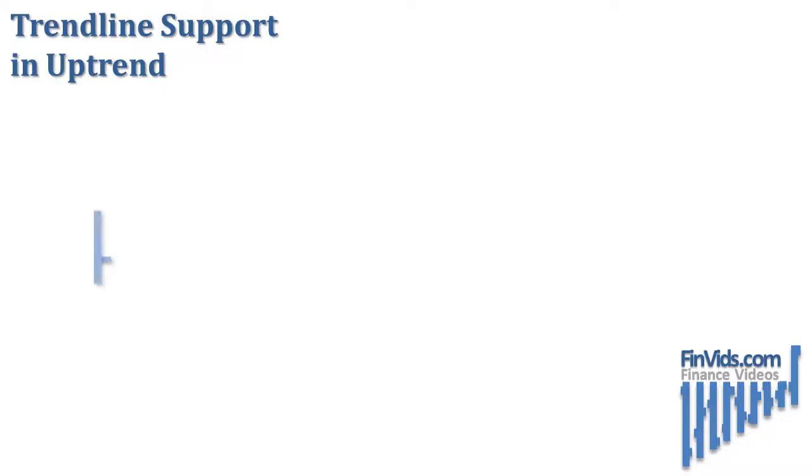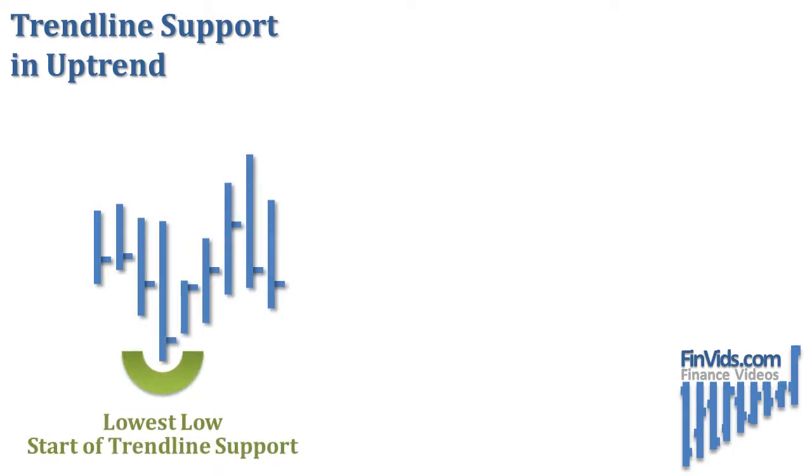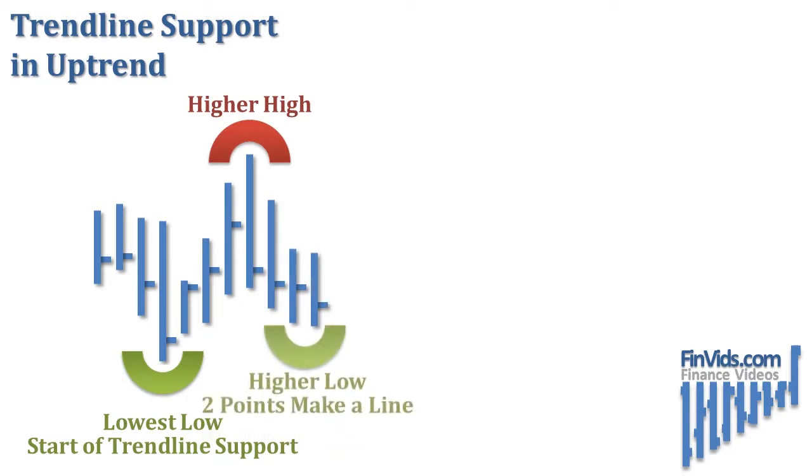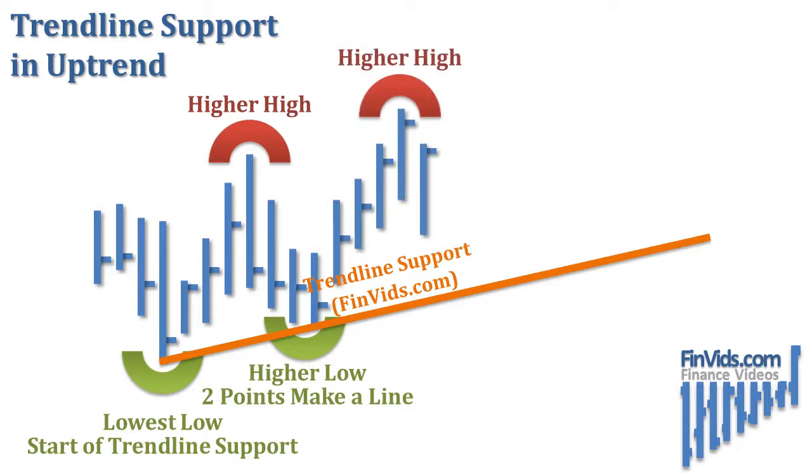In this video, we will discuss support trend lines. In order to create a trend line in an uptrend, a line is drawn between a minimum of 2 points at the lows. Now, an uptrend is defined by a series of higher lows and higher highs.